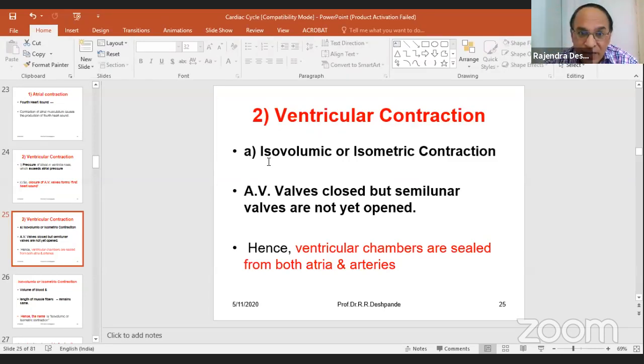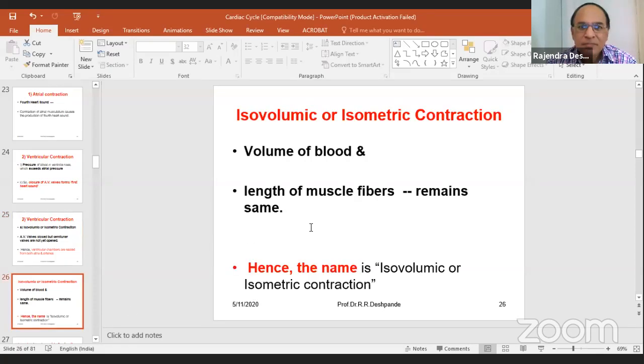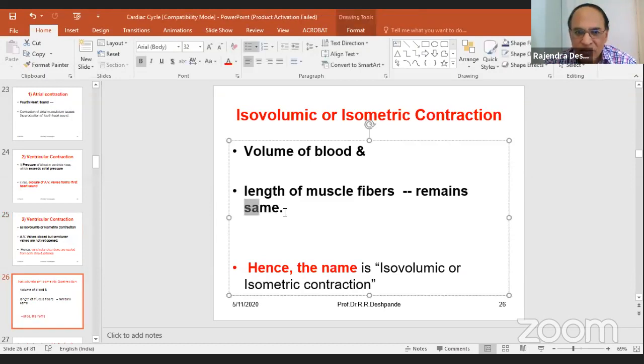So that particular thing is called isovolumic or isometric contraction. The AV valves are closed, but the semilunar valves are not yet opened. Hence the ventricular chambers are sealed from both the atria and the arteries, the aorta and pulmonary artery. So the volume of blood and the length of muscle fibers remain the same. This word is important. Iso means same. Write down this word, iso.